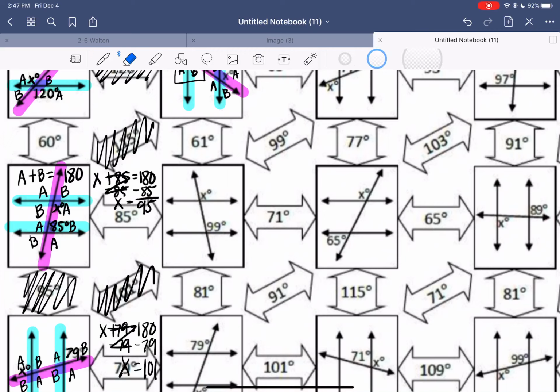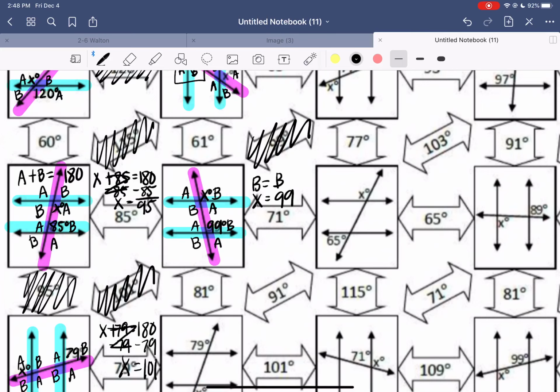So we have, again, our two parallel lines being cut by a transversal, creating our 8 different angles. So if I have A, B, A, B, A, B, A, B, remembering that the A's are across from each other and the B's are across from each other. So this B is 99 degrees, and this X is on a B spot. So B equals B. So if this X is here, we have X equals 99. So no math required there.